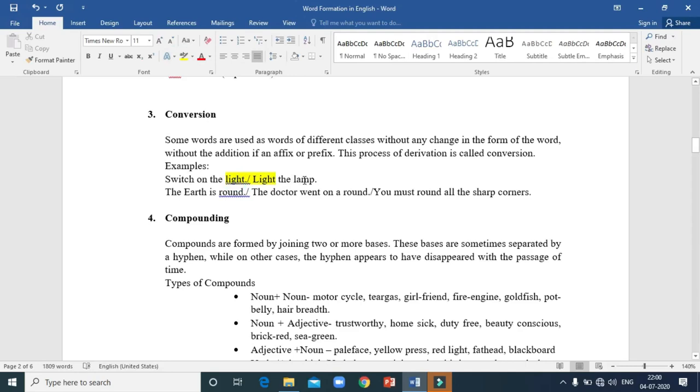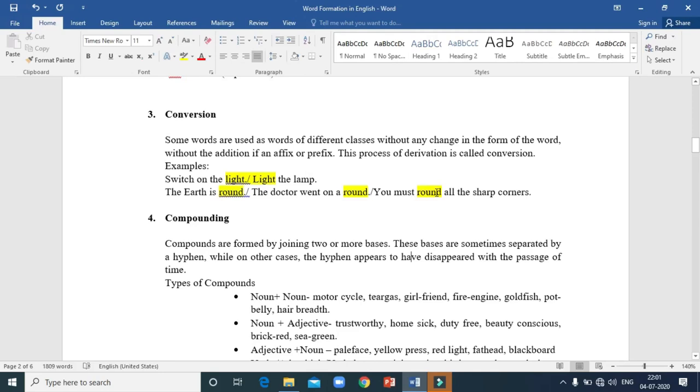So without making any changes, without adding an affix or prefix, we have used one word as a different grammatical category. This is an example of conversion: conversion of one word from one grammatical category to another. Let's look at the word round. The earth is round. Here round is an adjective or an adjective complement. The doctor went on a round. Here it is used as a noun. You must round all the sharp corners. Here it is used as a verb.